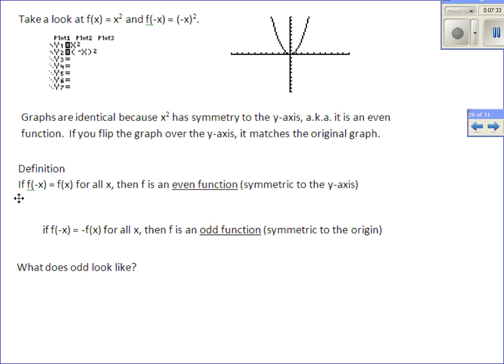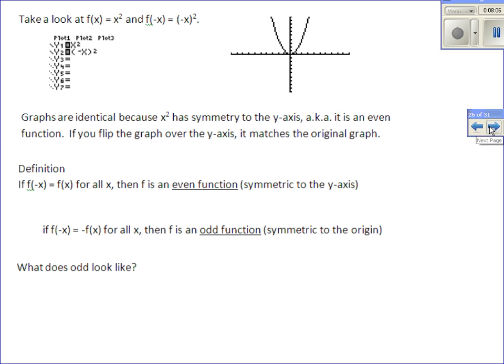So anytime you can go into a function and replace an x with negative x, simplify, and you still have the original function, that's what would happen here. Negative x squared is just x squared. Then that function f is what we call an even function. It's symmetric to the y-axis. If we fold it on the y-axis, we'd have a mirror image. Also, if we took the f of negative x and we got the exact opposite, the rotation over the x-axis, then f is what we call an odd function. We call that being symmetric to the origin.